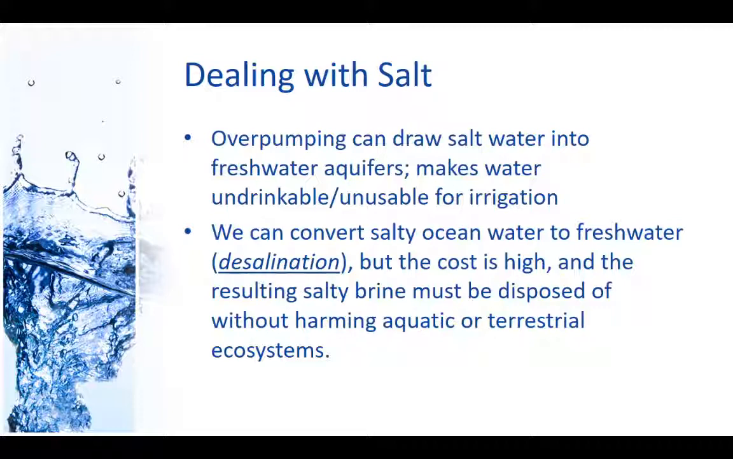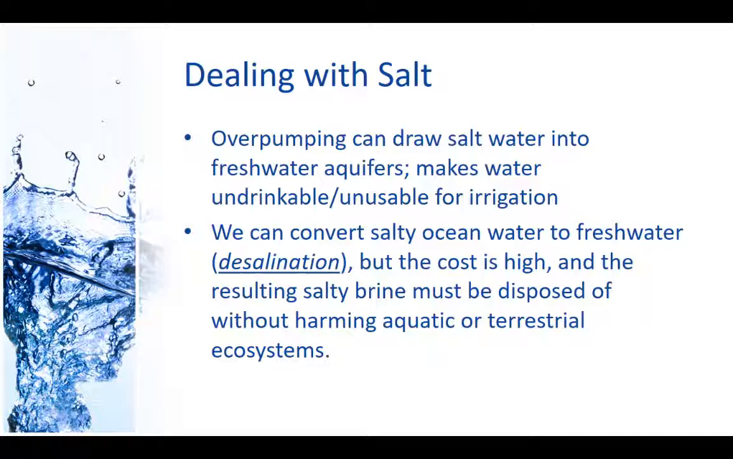Now, when you overpump, you can end up drawing salt water into these freshwater aquifers, and that's going to make the water undrinkable and unusable for irrigation. This is especially risky when you start looking at places that are closer to the oceans. California is a great example of this. And yes, we can convert salty ocean water into fresh water through a process known as desalination, but it's expensive. And the brine that results of all the leftover salt must be disposed of somewhere.